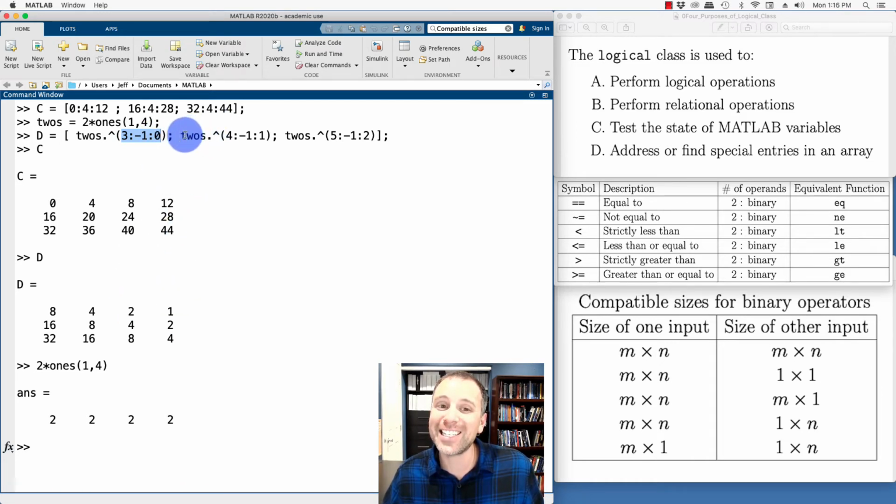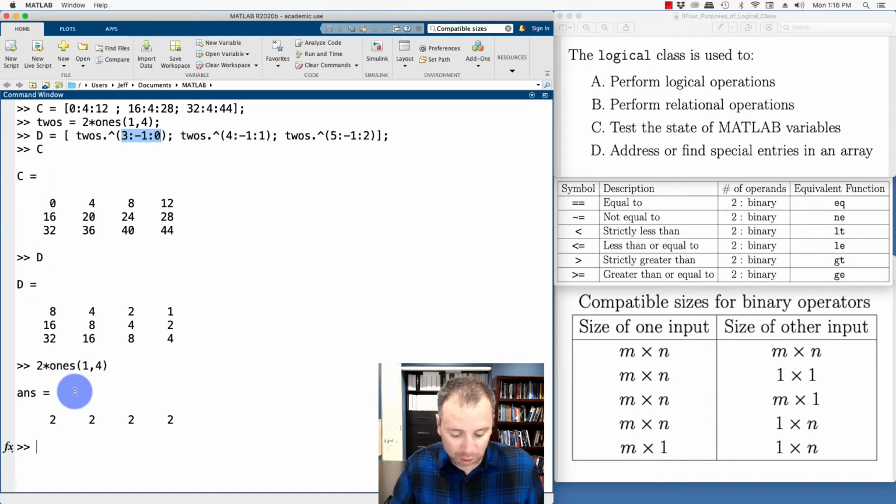Over here, the second row of this thing is going to be 2's to the 4, 3, 2, 1. 2 to the 4 is 16. 2 to the 3 is 8. 2 to the 2 is 4, 2 to the 1 is 2. We move down and that's 5, 4, 3, 2. So 2 to the 5th is 32. 2 to the 4th is 16. 2 to the 3rd is 8. 2 squared is 4.